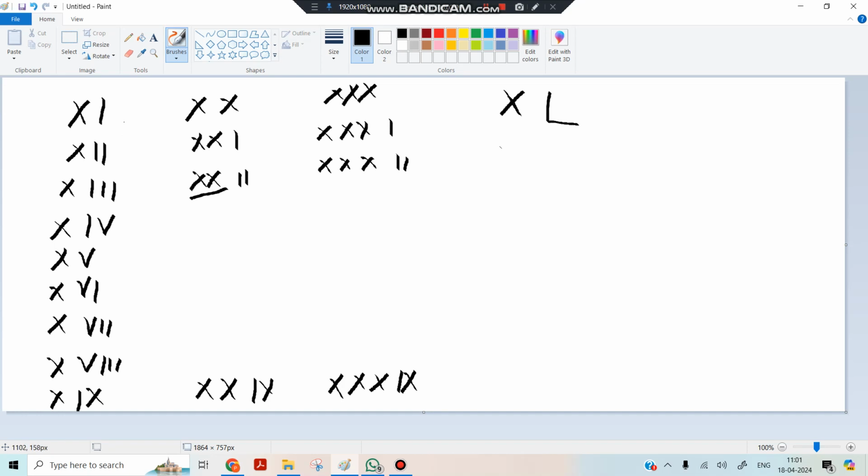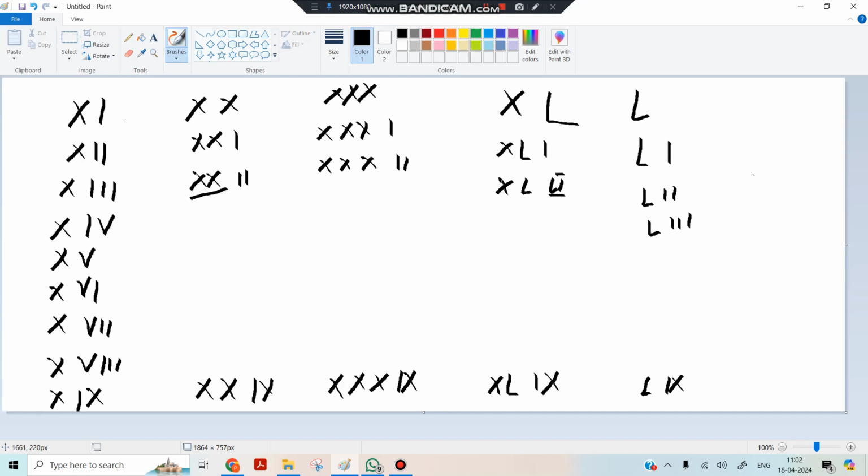Okay. How would you write 41? XL is your 40 and a 1. XL is your 40 and a 2. And you keep on. XL is your 40 and a 9. So you continue. And then 50 is L. 51 would be 50 and 1, 50 and 2, 50 and 3. You continue till 50 and 9.